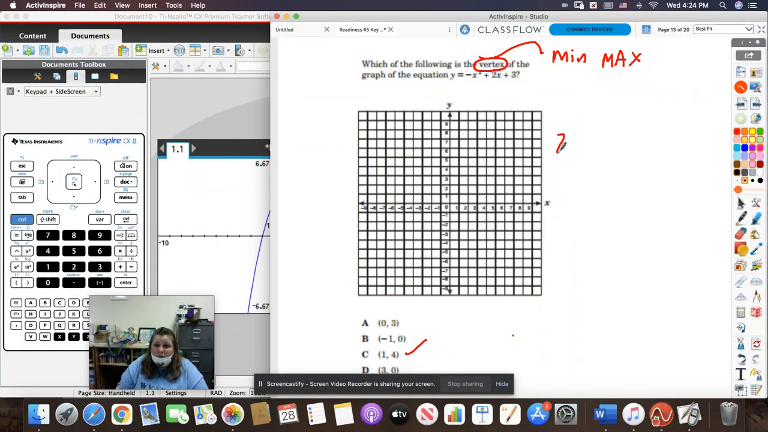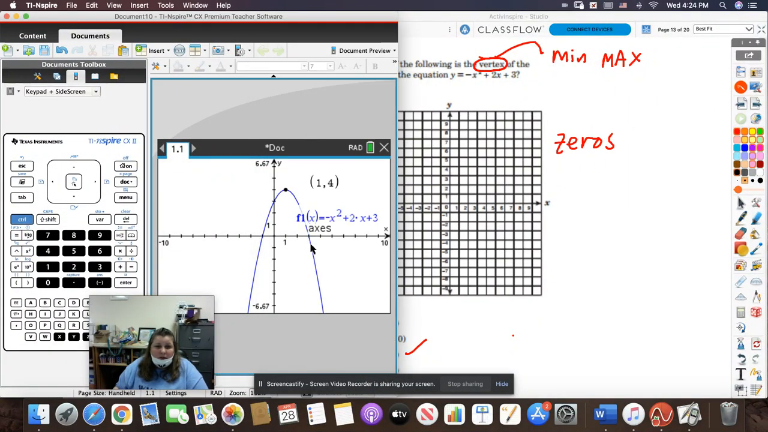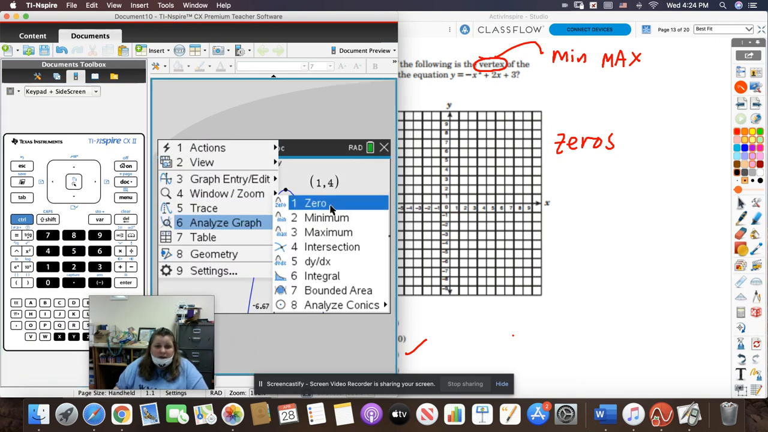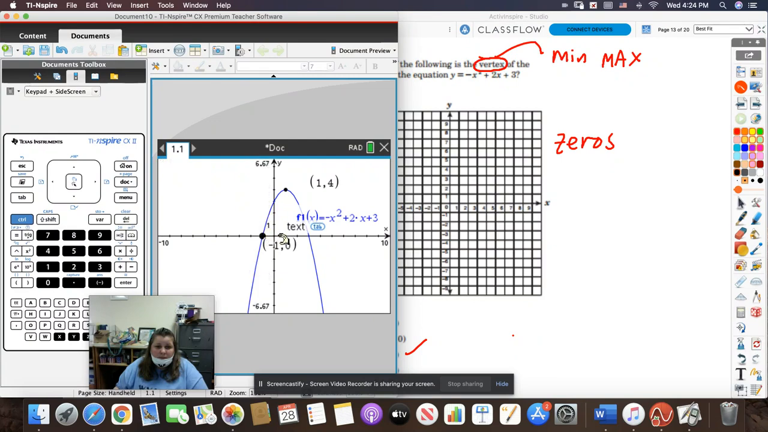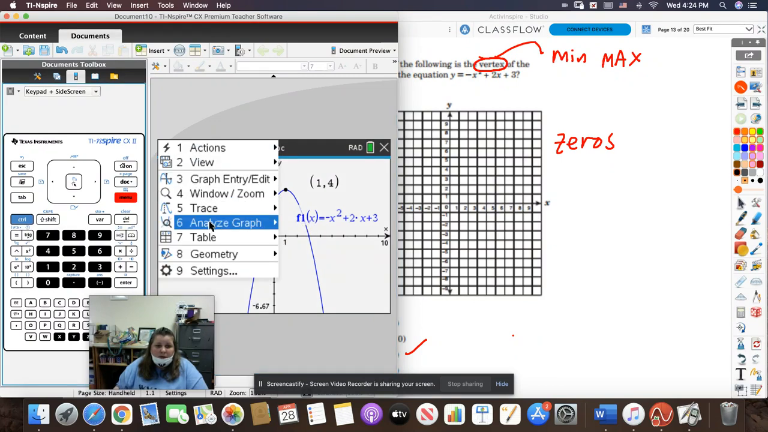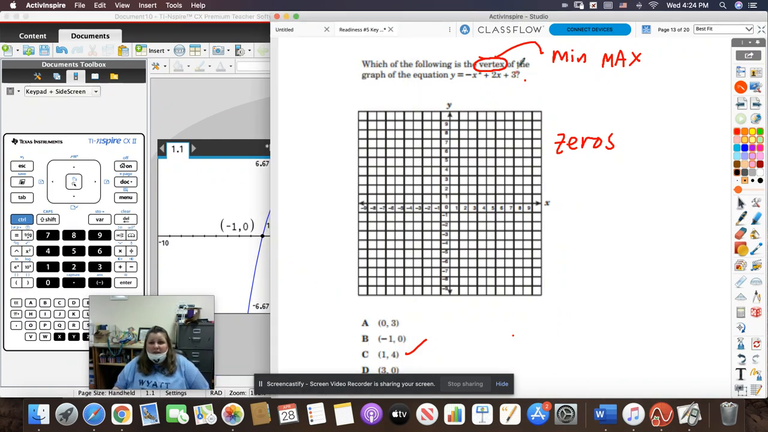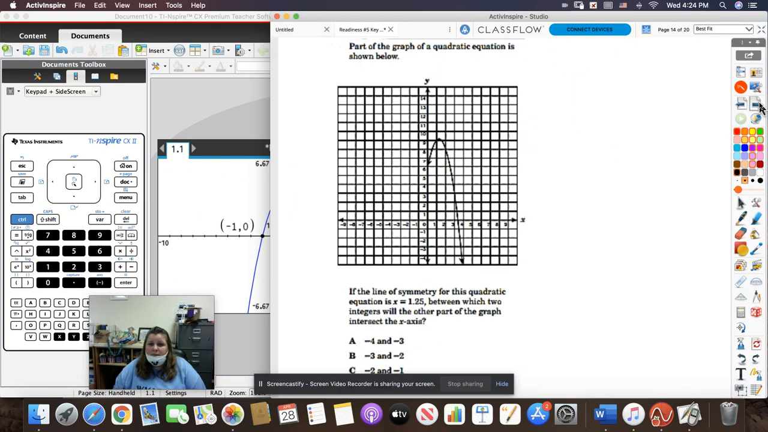Okay, it could ask for the zeros. If it asks for the zeros, then you got to find the x-intercepts. Menu, analyze, 0. There's one of them. Menu, analyze, 0. Click, slide, click. And if it had asked for zeros or x-intercepts or solutions, then it would have been asking for that. So you got to pay attention to what is it asking you to find. And then make sure you answer that question.